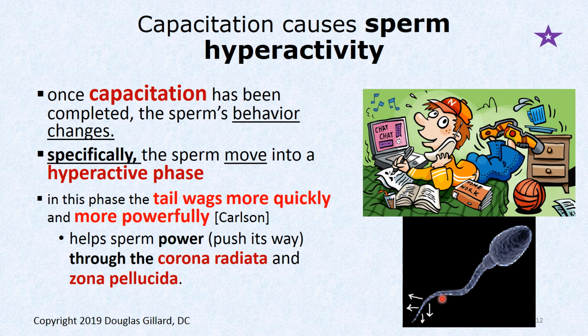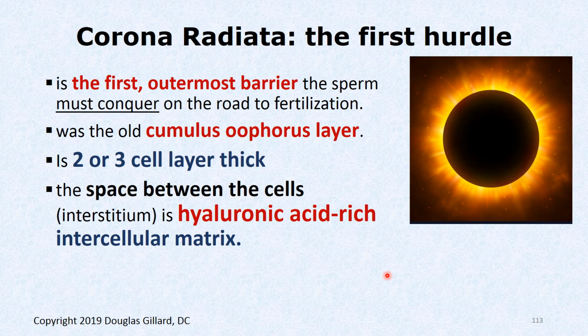So anyway, a capacitated sperm has a hyperactive phase, and among the most important features is that the tail beats very strongly. So it's got like an extra drive. If it does find the egg, it needs that extra power to start getting through these hurdles. The first hurdle that needs to be overcome, of course, is the corona radiata. That's the outermost barrier. Remember we talked about how this developed? It developed from cumulus oophorus cells, and it's 2 or 3 layers thick usually.